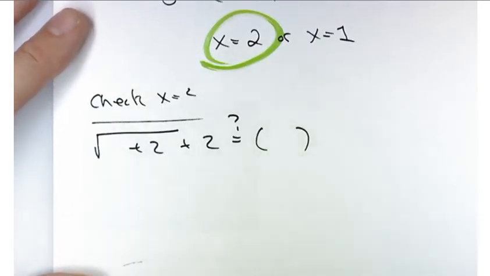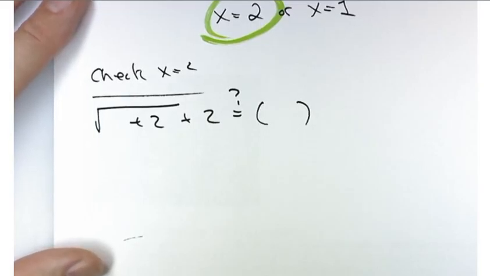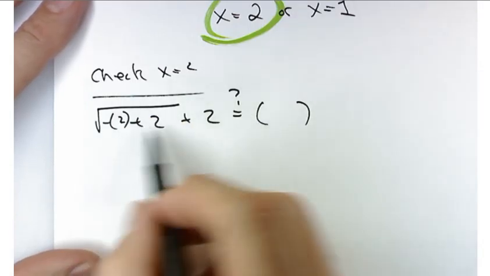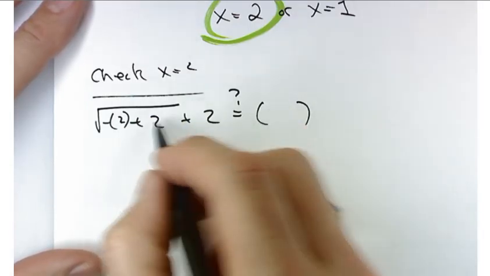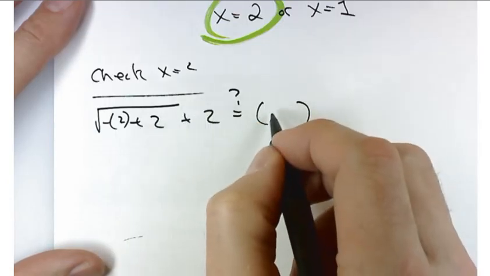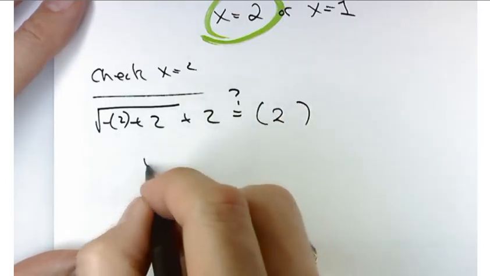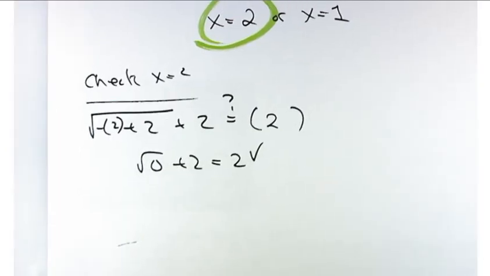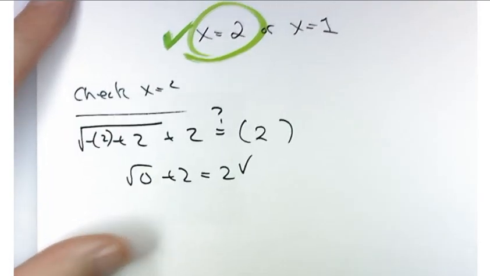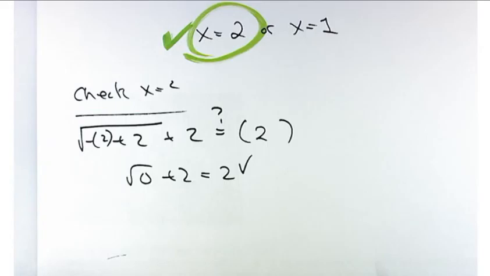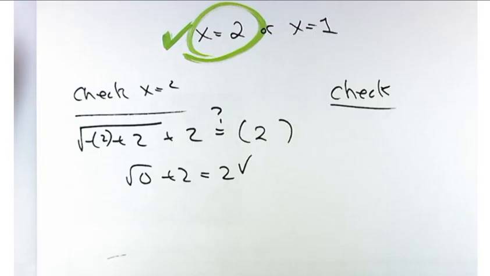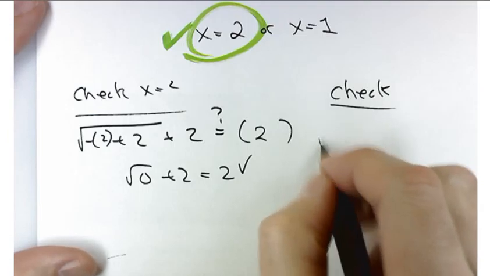So let's plug in a 2 into both of these. So it's really the negative of 2 plus 2, plus 2 again outside the root. Does that equal 2? Square root of 0 plus 2 equals 2. Yeah, that works. So the first one checks. Why don't you try the other one? And again, let me stress, even for myself, I can't tell ahead of time if we're going to get one, none, or both to check. You just have to go through all the motions.